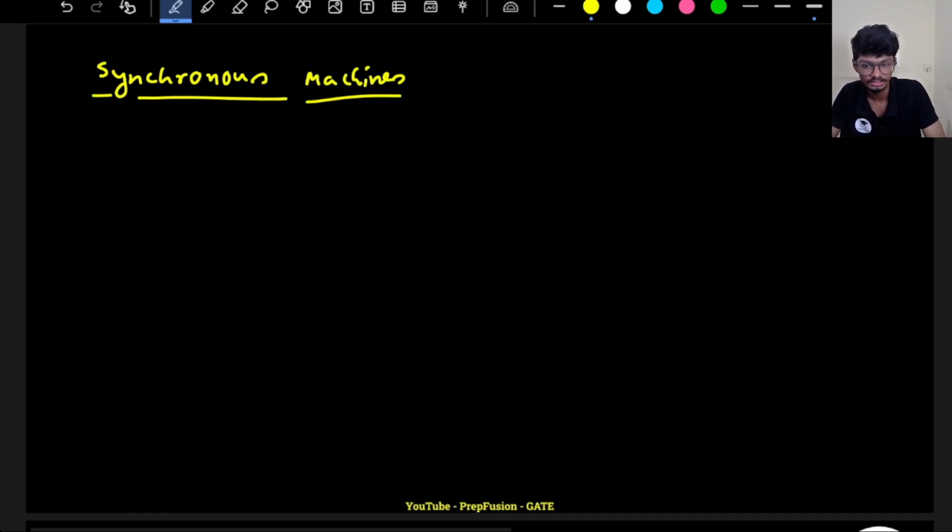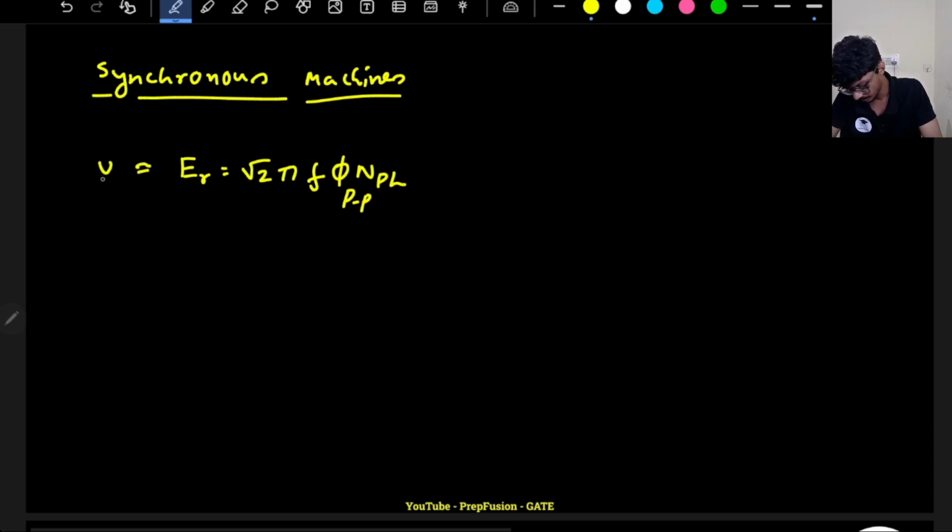What is the value of the voltage? So value of the resultant voltage, if you remember, it was equals to 4.44, or I can write it like this, root 2 into pi into f into phi into per phase number of turns, right? And it was the flux per pole, right? This was the formula, correct? This is roughly equals to my V, the terminal voltage. Roughly I can assume, I can neglect the leakage reactance drop and the armature resistance drop. If I neglect it, roughly it will be equals to V.